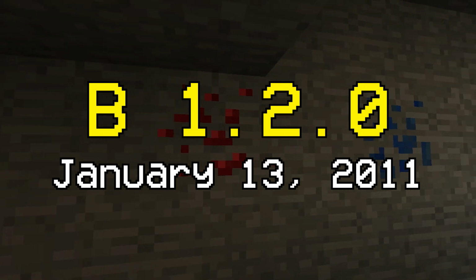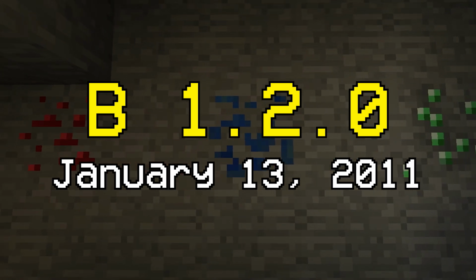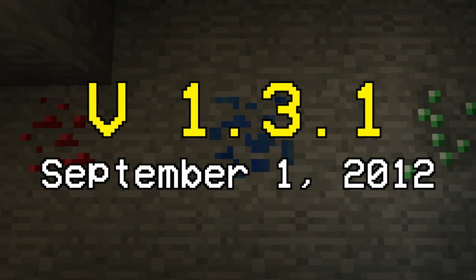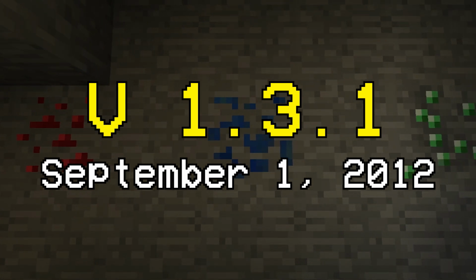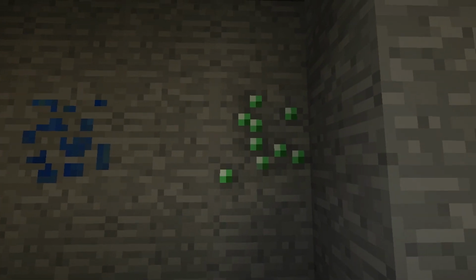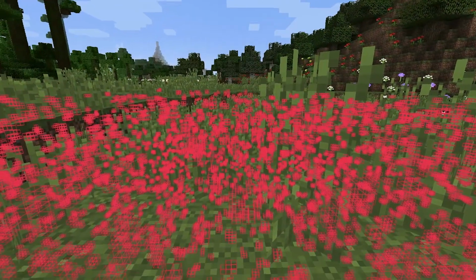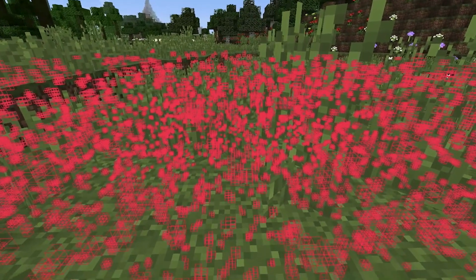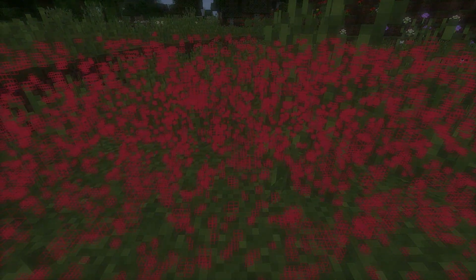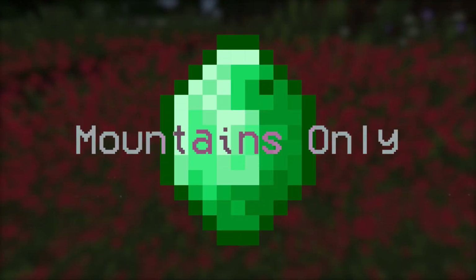Beginning in beta 1.2 on January 13th, lapis began to generate. However, it would not be until release 1.3.1 on September 1st of 2012 that emeralds would begin generating, completing the modern ore table. By either cave diving or using a third-party block tracer, you can identify the presence and absence of these ores to determine a rough age. Note that emeralds only generate in certain biomes, making them somewhat less useful.